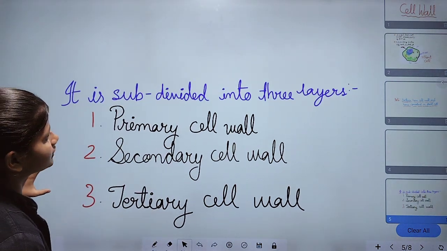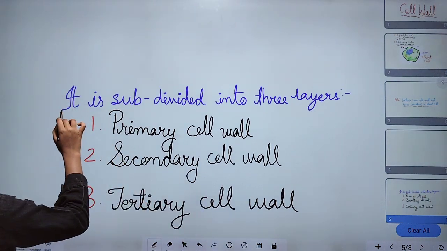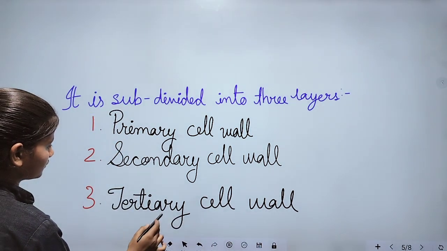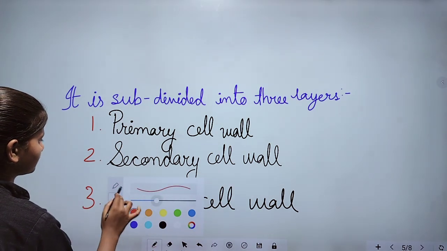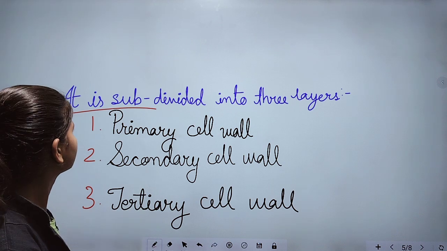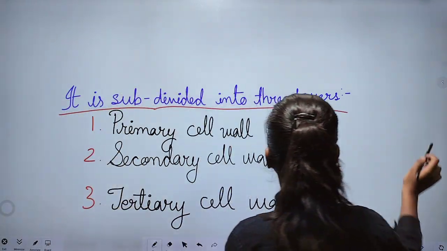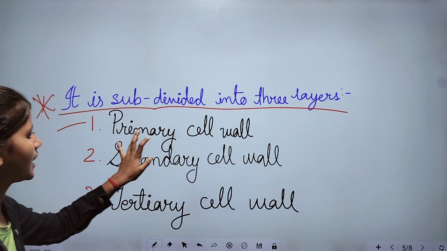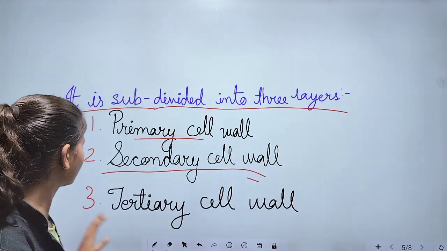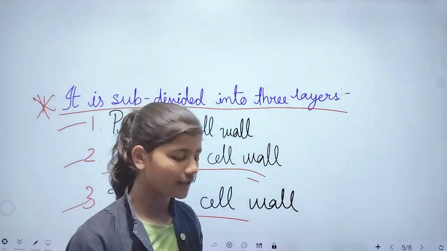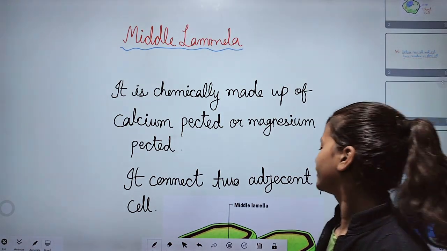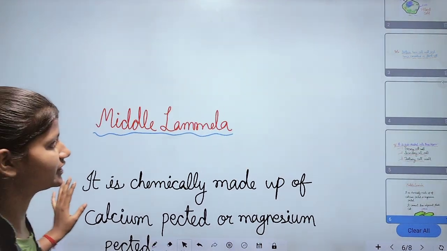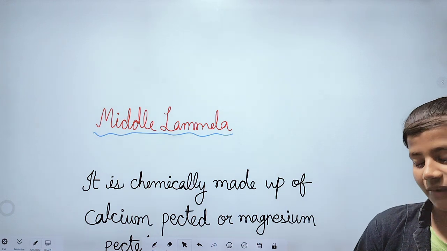Here it is written that it is subdivided into three layers. The first one is the primary cell wall, the second is the secondary cell wall, and the third is the tertiary cell wall. And now, what is the middle lamella? Let's see what the middle lamella is.